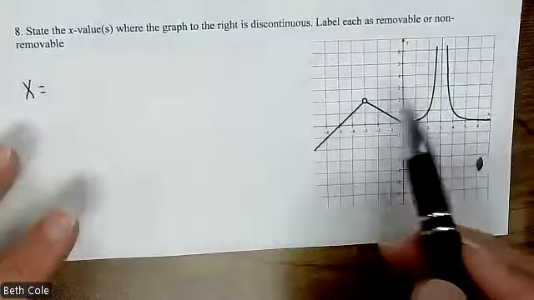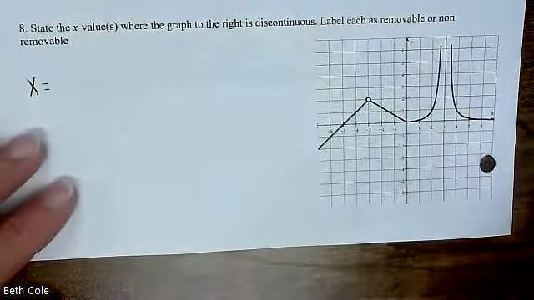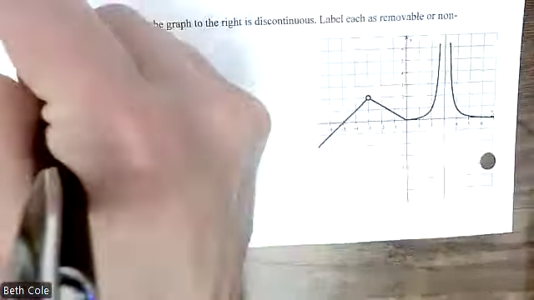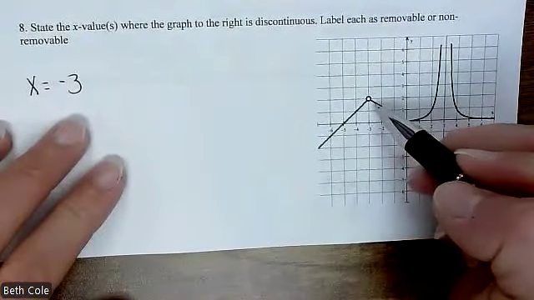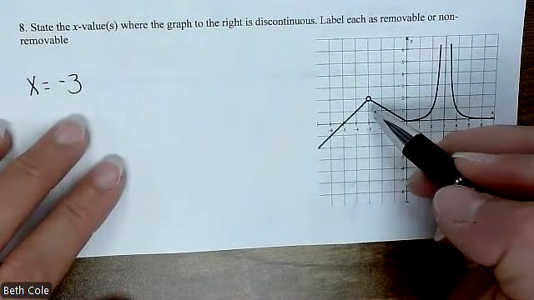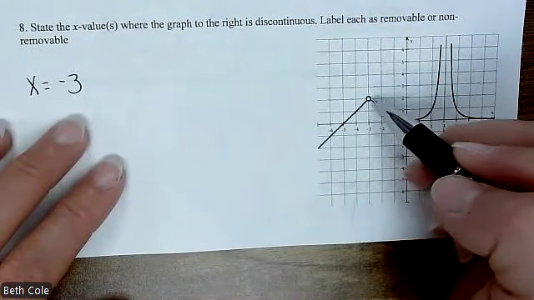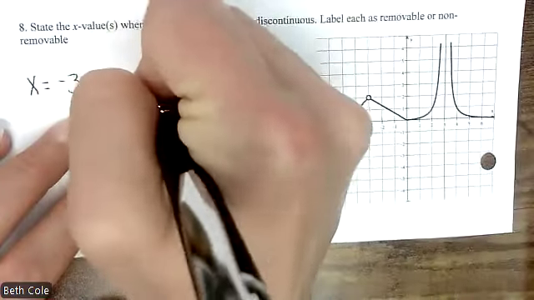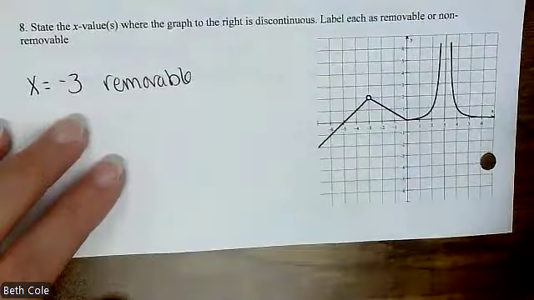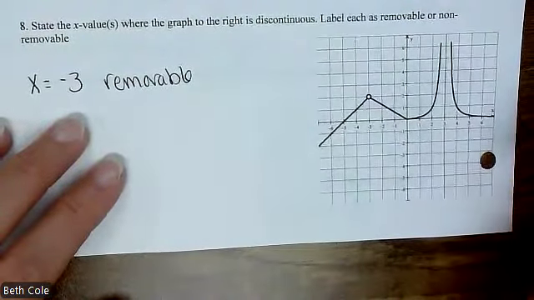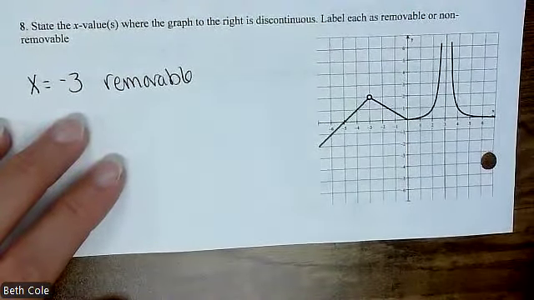All right, now there's 2 values where this is discontinuous. Where's one of them? -3 is correct. Removable or non-removable? Removable because it's just a hole. You just removed a point. You just yanked a point out. You removed a point. It is what it sounds like, all right?